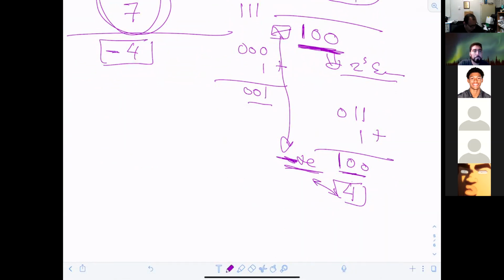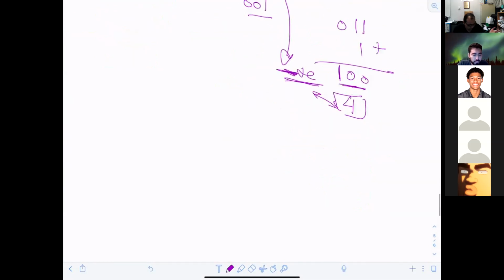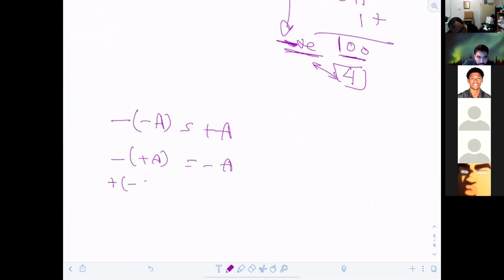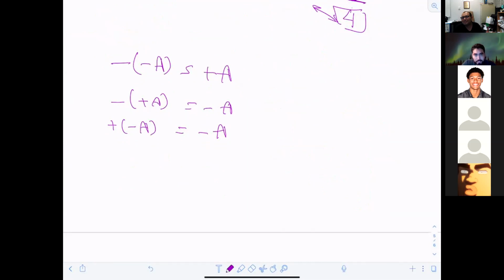Okay, now I don't need to remind you guys, right? Negative negative A is equal to positive A. You know the story. Negative positive A is basically negative A. Positive negative A is basically negative A, stuff like that. So this is, come on, this is high school.